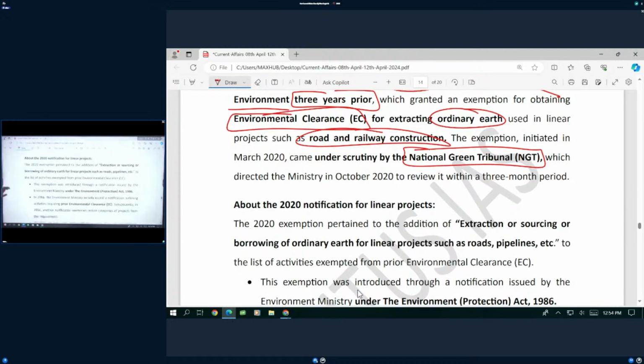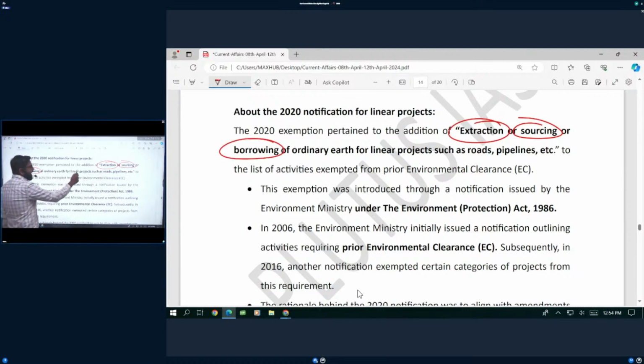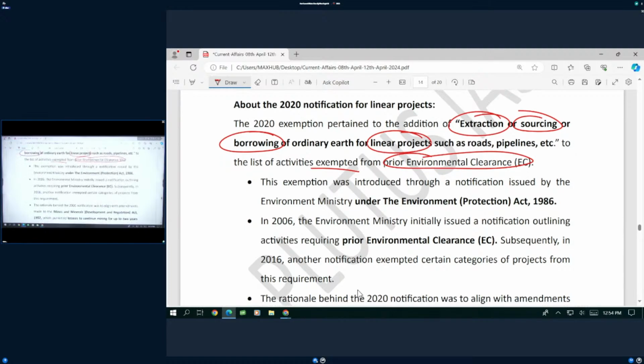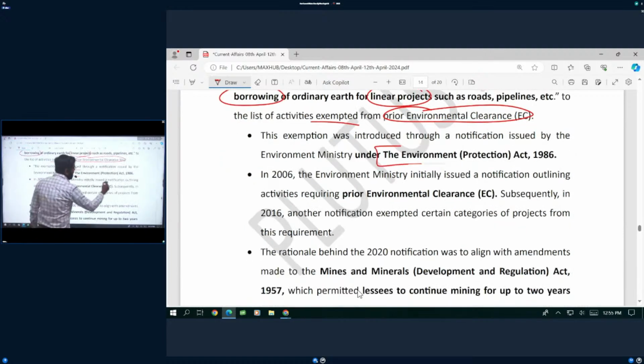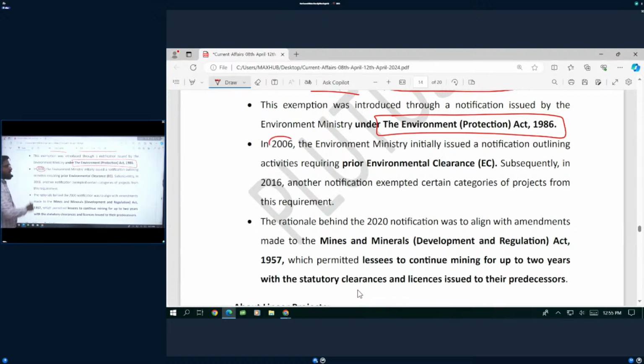अब जल्दी से देख लेते हैं. This guideline says that extraction, sourcing or borrowing of ordinary earth for any linear project is exempted from any kind of environmental clearances. This notification, ये law आप याद रखेंगे, Environment Protection Act. This law governs environmental protection in India. It was an amendment to the 2006 notification.